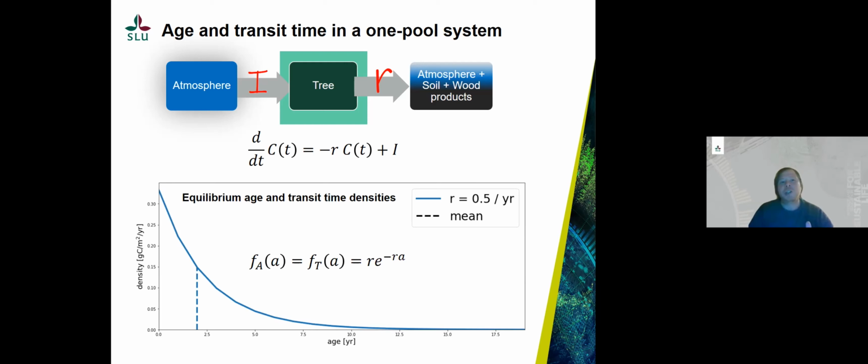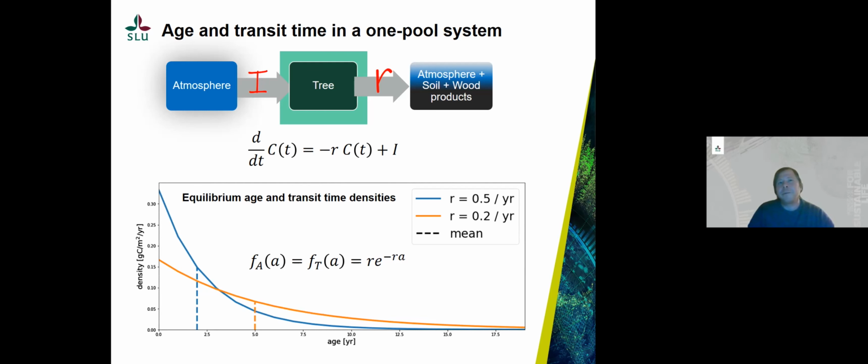We see that actually there is pretty much young carbon in the tree and very little old carbon. And here in this one pool setting, this density that we see here is actually just a classical exponential distribution, as we would also see it for radioactive decay. We can now, for example, make the system slower. So we reduce the release rate r from 0.5 per year to 0.2 per year. And we see that the mean age increases. So this is now the orange graph, and the entire system moves to older ages. So the slower the system, the older the things in this tree actually are.